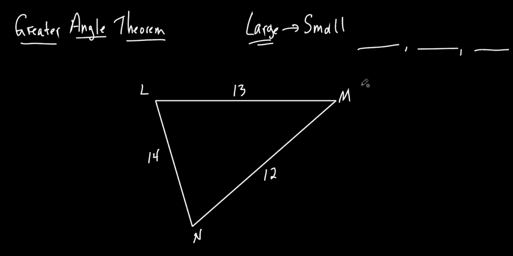Okay, so how do I know which one's the largest angle? They don't even give me any numbers for the angles. How do I know? Do I just look and say, oh, that looks bigger than that? Is that what I do? No, I look for the lengths of the sides. Okay, so what's the biggest side? 14. So what's the angle that's opposite the biggest side? Angle M, that's right. Do you see it? See how it's opposite? So angle M is opposite the biggest side, so angle M is the biggest angle. So where do I put that? Put it first, that's right.